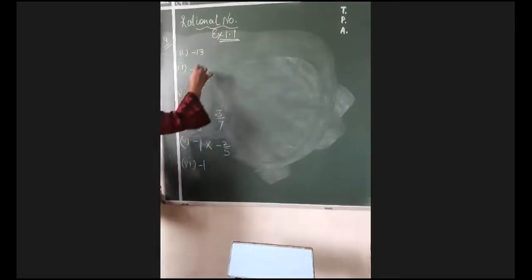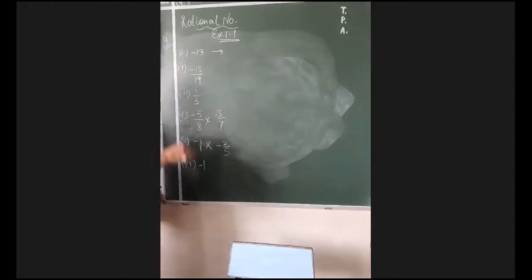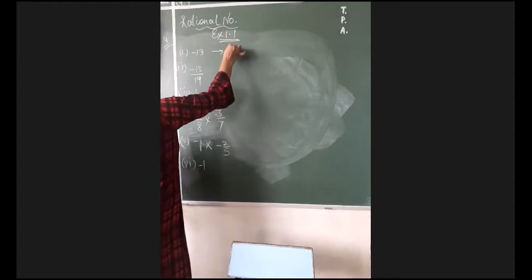So the first one, it is asking about the multiplicative inverse. So multiplicative inverse is just changing the position, numerator into denominator, denominator into numerator, without changing the sign. 1 by 13. So it will give you minus 1 by 13.